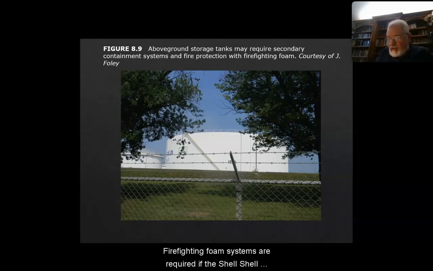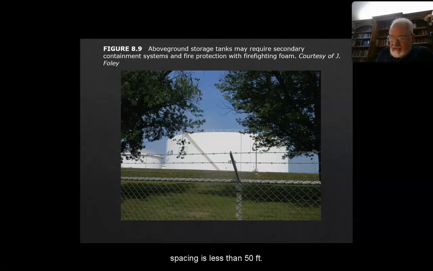Firefighting foam systems are required if the shell-to-shell spacing is less than 50 feet or liquid surface is more than 1,500 square feet, or if one of the following is true. A, contains class 1 or 2 liquids. B, contains crude oil. C, located within 100 feet of processing equipment. D, possesses an unusual hazard due to topography or proximity to adjoining properties.